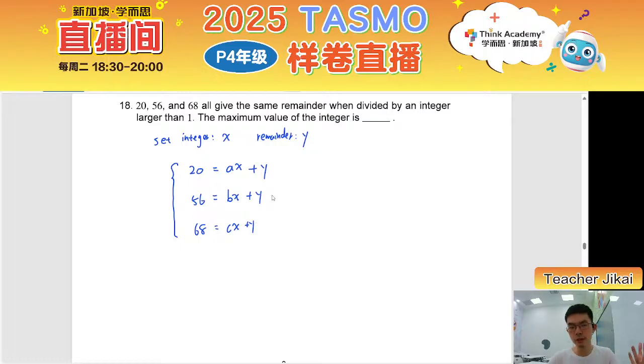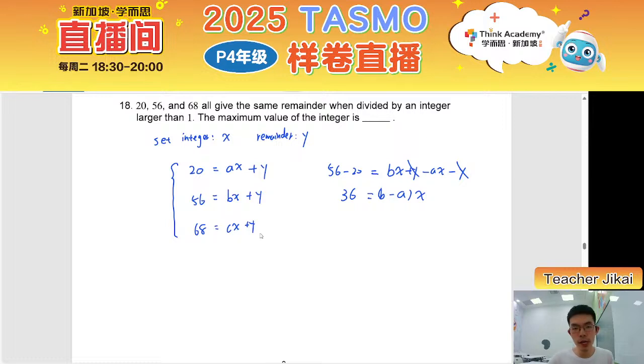So yeah, we have so many letters here. So how can we get the answer for x and y? We don't need to get it, right? We only need to get the x here. So if we know, yeah, we are having the same remainder, it means when we make the difference of it, the difference must be what? It must be a multiple of the divisor here, which is x. So you can see 56 minus 20, it will be what? It will be bx plus y minus ax minus y. So my y here, they are crossed out. So we have (b minus a)x, and this is 36.